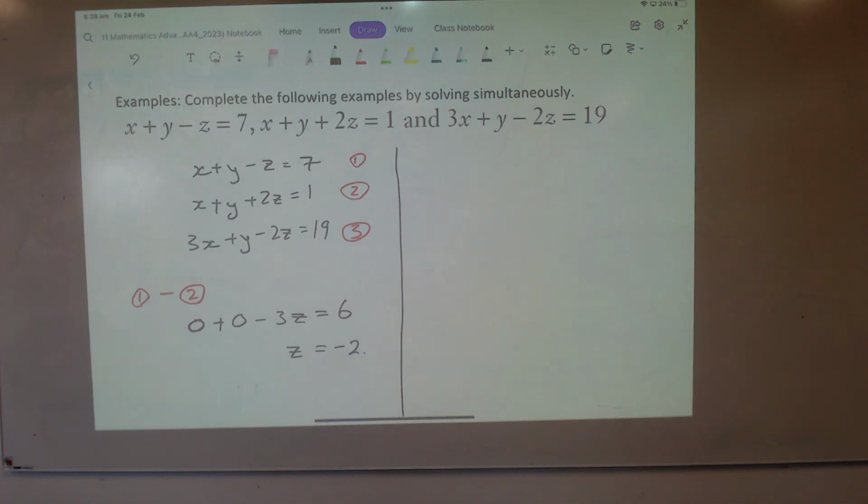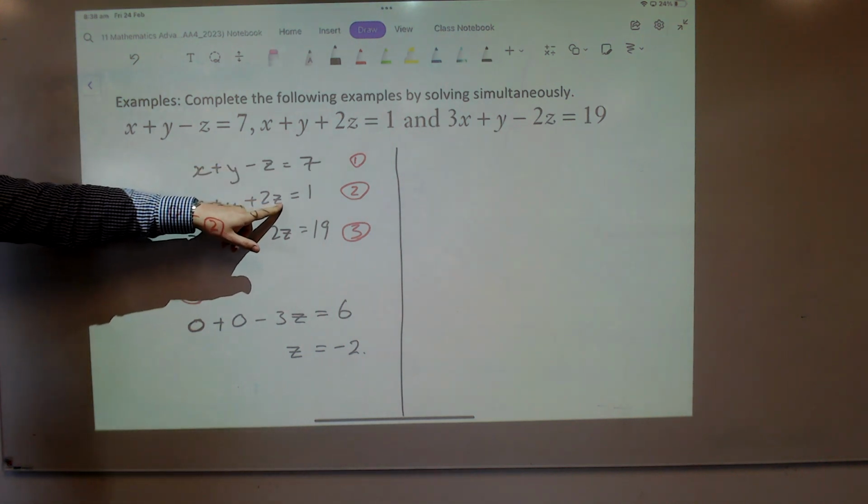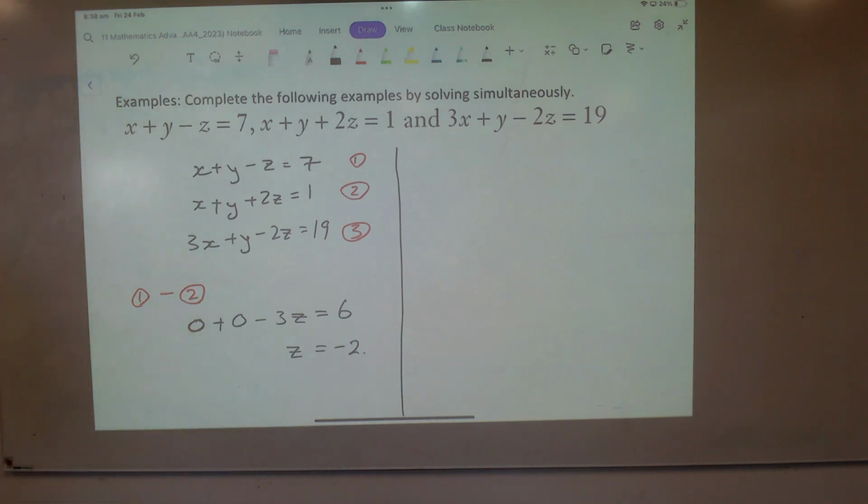Isn't that 2z, not 3z? No, because it's negative z minus 2z. Yep, okay. So we end up with z is equal to negative 2.